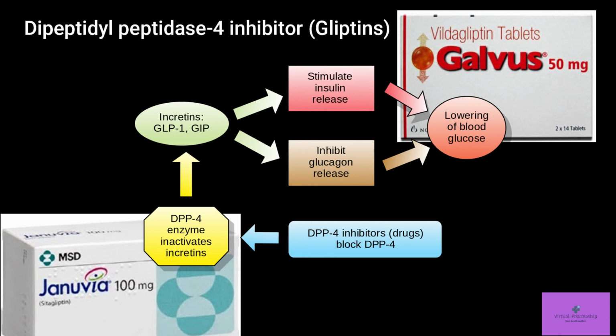DPP-4 inhibitors may have a risk of progressing cancers, as DPP-4 is believed to be a tumor suppressor of some cancers, and may increase heart attack risks.